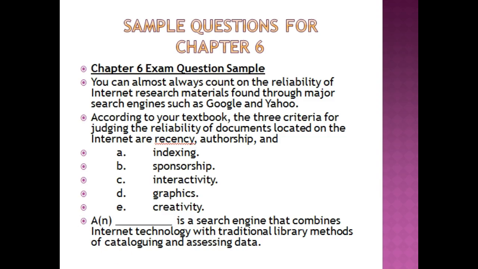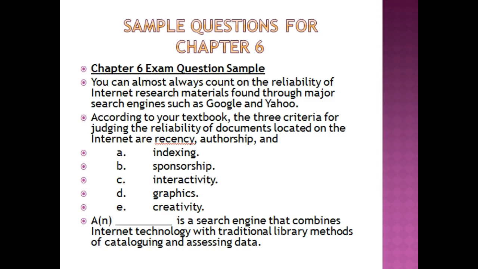All right, according to your textbook, the 3 criteria for judging the reliability of documents located on the internet are recency, authorship, and blank. And that's going to be sponsorship. We always want to look at who sponsored that research or that article or so forth, because that often can create biases in the information we find. Okay, a blank is a search engine that combines internet technology with traditional library methods of cataloging and assessing data.